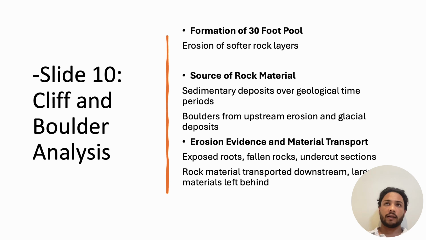surrounding us during our field trip and in the bed of Lynn Creek are sourced from upstream erosion and glacial deposits, rounded by water transport. The evidence of cliff erosion includes exposed roots, fallen rocks, and undercut sections. Much of the eroded rock material has been transported downstream, with larger, more resistant materials left behind.